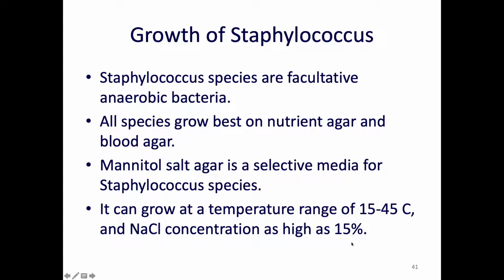So for growth, Staphylococcus aureus is a facultative anaerobic bacteria, so it can grow on air. All species grow best on nutrient agar and blood agar, and there is also mannitol salt agar, which is a selective media for Staphylococcus. As I mentioned already, it survives in salt. It can grow also in the range of temperature from 15 to 45 C, and the concentration of salt can be as high as 15%.